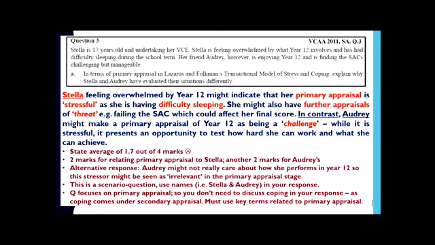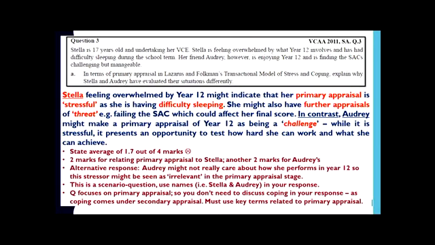So, Stella feeling overwhelmed by Year 12 might indicate that her primary appraisal is stressful, as she is having difficulty sleeping. I've taken that straight from the case study, just put it there, and that's it. She might also have further appraisals of threat, for example, failing the SAC, which would affect her final score.